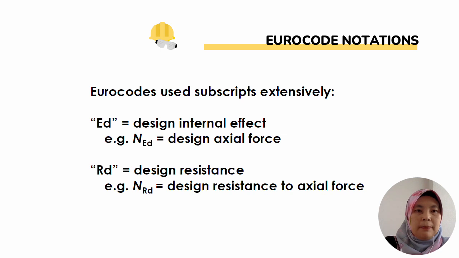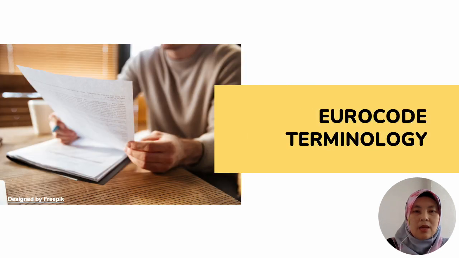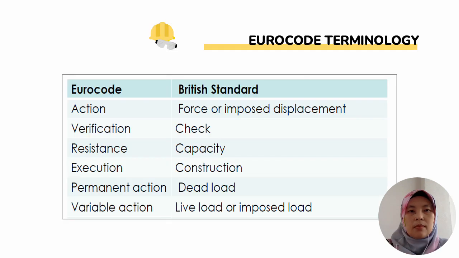Let's now look into the difference between the Eurocode terminology and the terminology used in the British standards. What we can see from this table is the comparison between the terms used in the Eurocode and those used in the British standards. For example, the first one is actions. Actions in the Eurocode correspond to what the British standards call force or imposed displacement, also known as loads. Then we have verification, which was previously used as a check in the British standards.